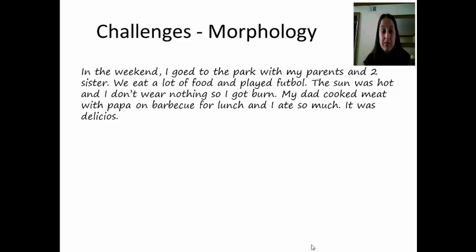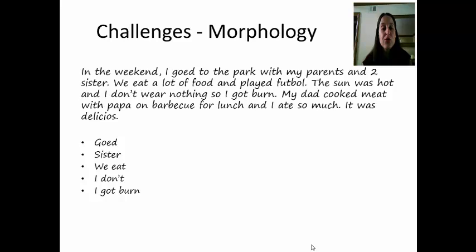Okay, so same writing example. Here we see the following errors in morphology. So we see goed, sister, because it's supposed to be plural, because there's 2. We eat, which was supposed to be in past tense. I don't, which is supposed to be in past tense. I didn't. And then I got burn, which was also supposed to be in past tense, burned.